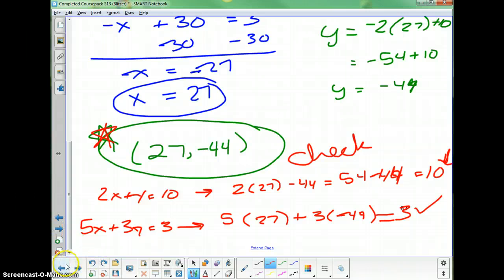Now again, when you're checking, it is important to check in both equations. It's very possible that you could have made a mistake and found a point that was on one of your lines but wasn't the actual intersection, the point that lies on both lines. All right, let's go to the next question.